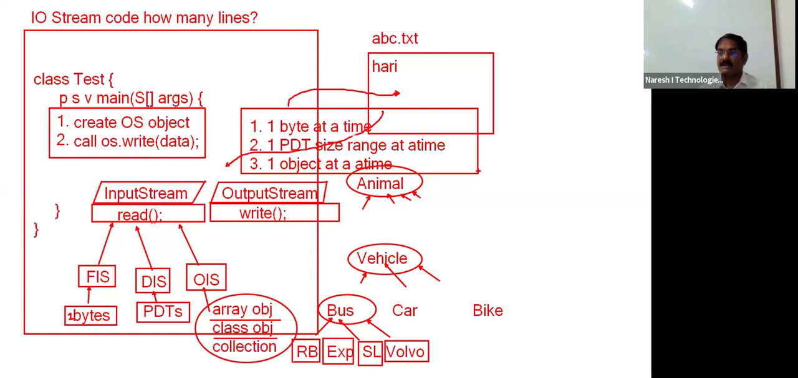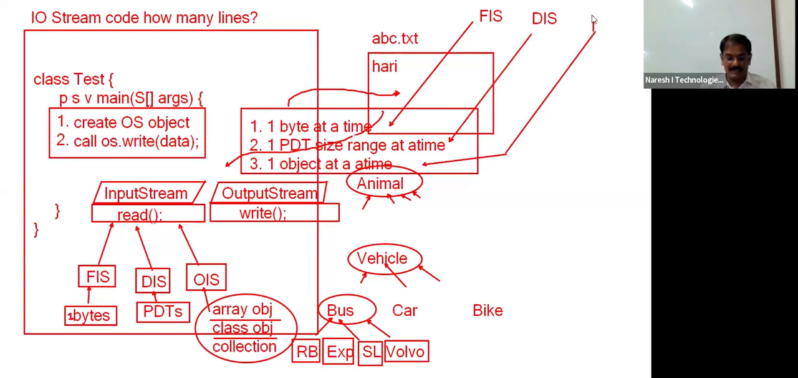Okay, sir, which class, sir? Any class. It may be a student class, employee class, integer class, string class, any predefined or user defined class, if you want to store and read. Then tell me, in order to read these three types, if you want to read one byte at a time, which class do I have to use? File input stream. If you want to read one primitive data range, data input stream. If you want to read an object at a time, then object input stream.